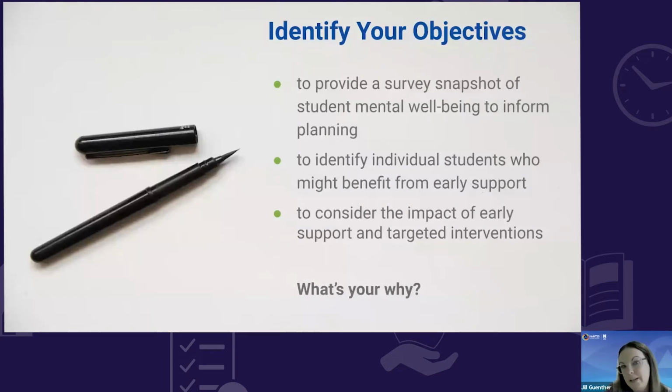Moving into identifying your objectives. This is also really part of that step 1, in addition to gathering that team. So your team must work to identify objectives together. These are just some different examples of objectives that your team might have discussions around: providing a survey snapshot of student mental well-being to inform planning, identifying individual students who might benefit from early support, or considering the impact of early support and targeted interventions, but really ultimately thinking about what is your why.